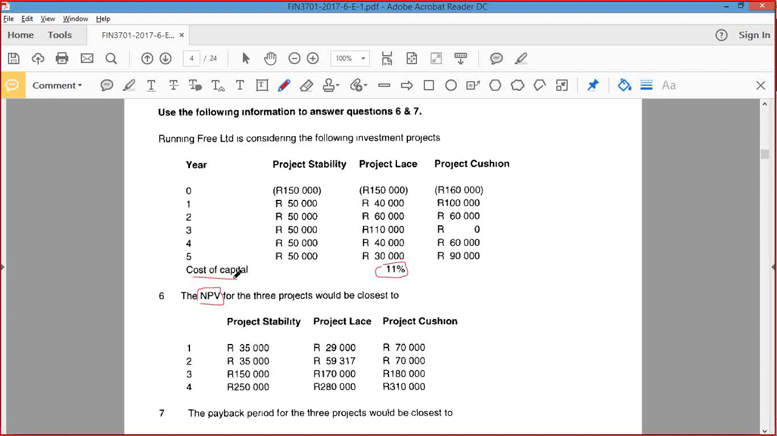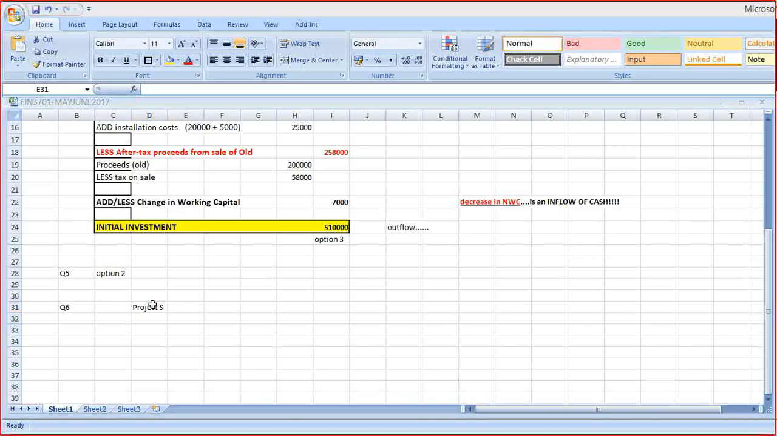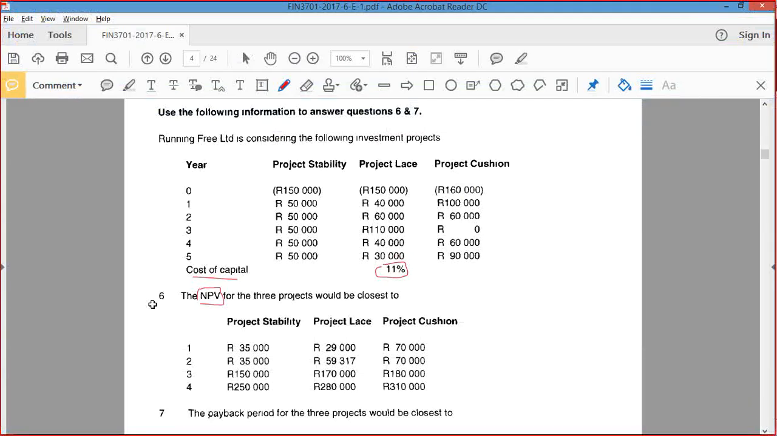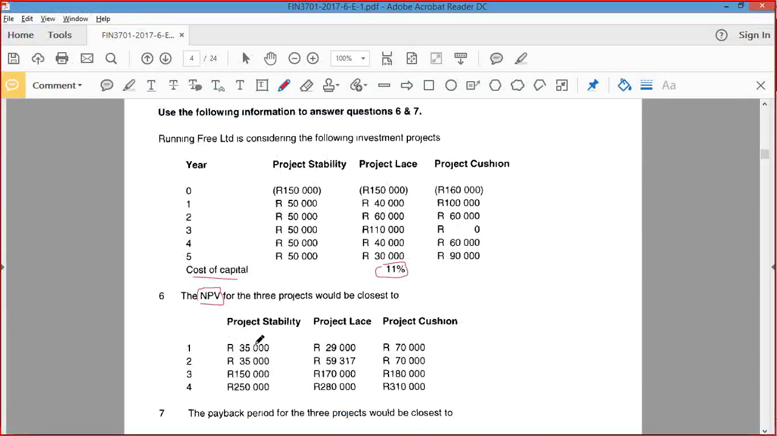Okay, have you got an answer for S yet? Hold on a second. I think it's 34794. Good, well done. That is correct. So the stability NPV is 34794.85088. Alright, so looking at this, they say the NPV for the three projects would be closest to.